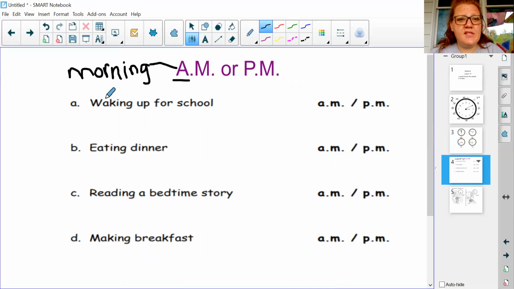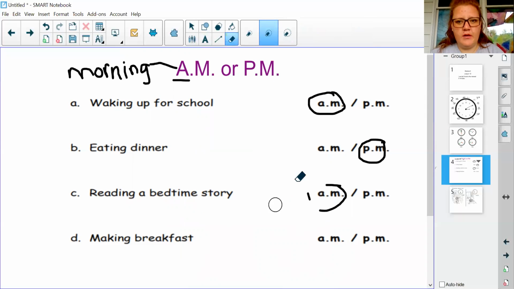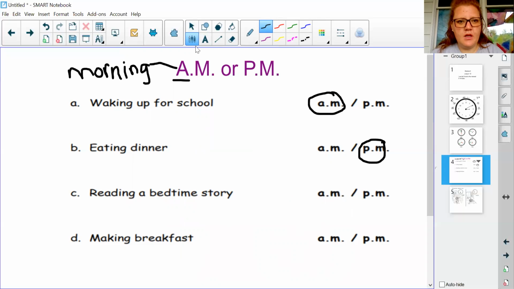Okay, so let's think about this. If we're waking up for school, are we waking up in the morning or in the afternoon? Morning, right? We eat dinner, morning or afternoon? Or dinner at night, right? Reading a bedtime story, morning or night? Oh, I'm sorry, we don't read a bedtime story in the morning. Reading a bedtime story happens at night, right? Making breakfast happens in the morning.